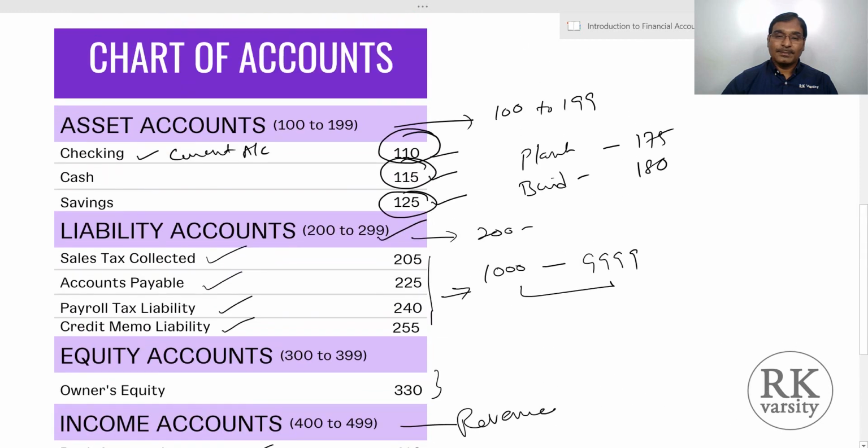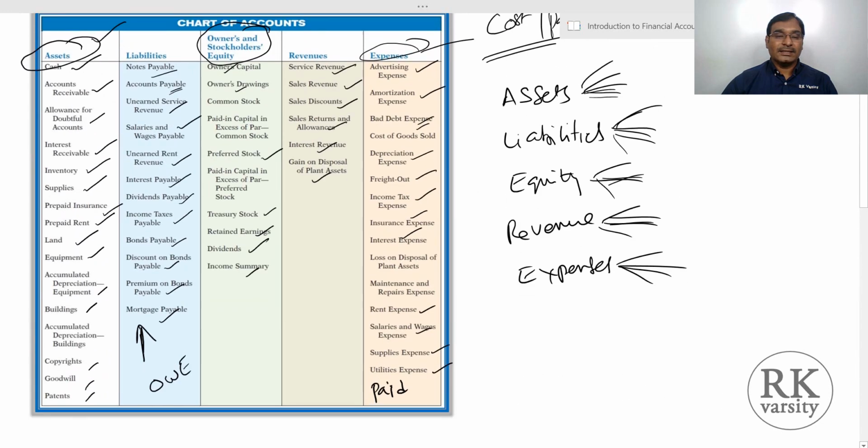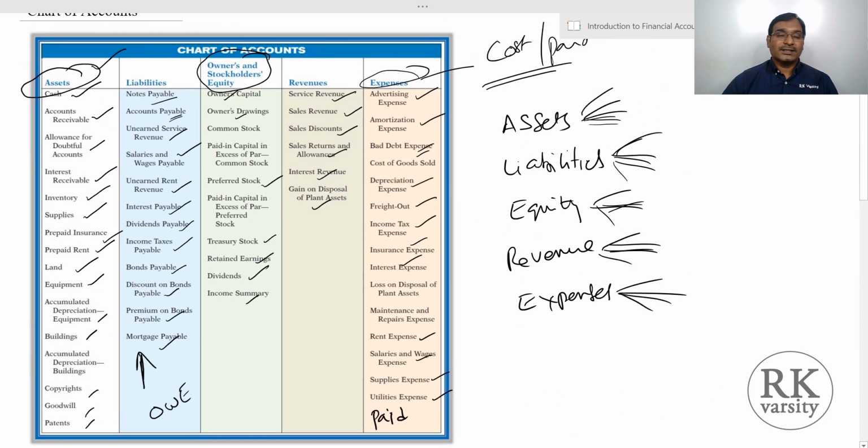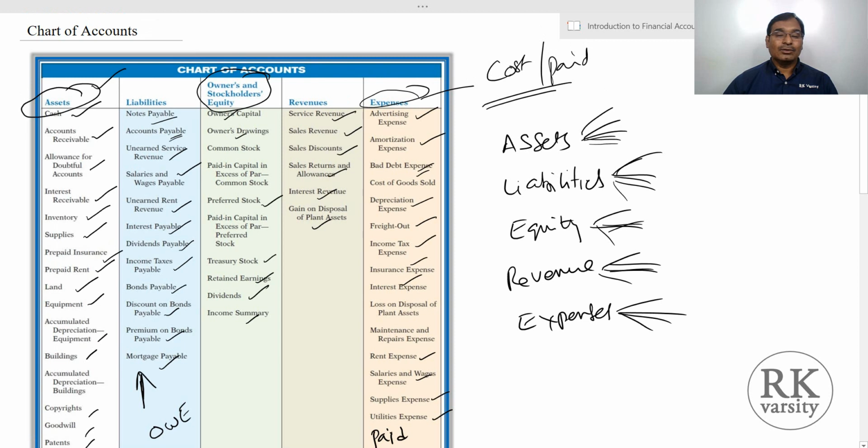So the basic idea of a chart of accounts is to understand what are the different accounts that as an accountant you are preparing, and how those accounts are interrelated with each other, and how they are coded. So this is the basic idea of creating a chart of accounts for your business.